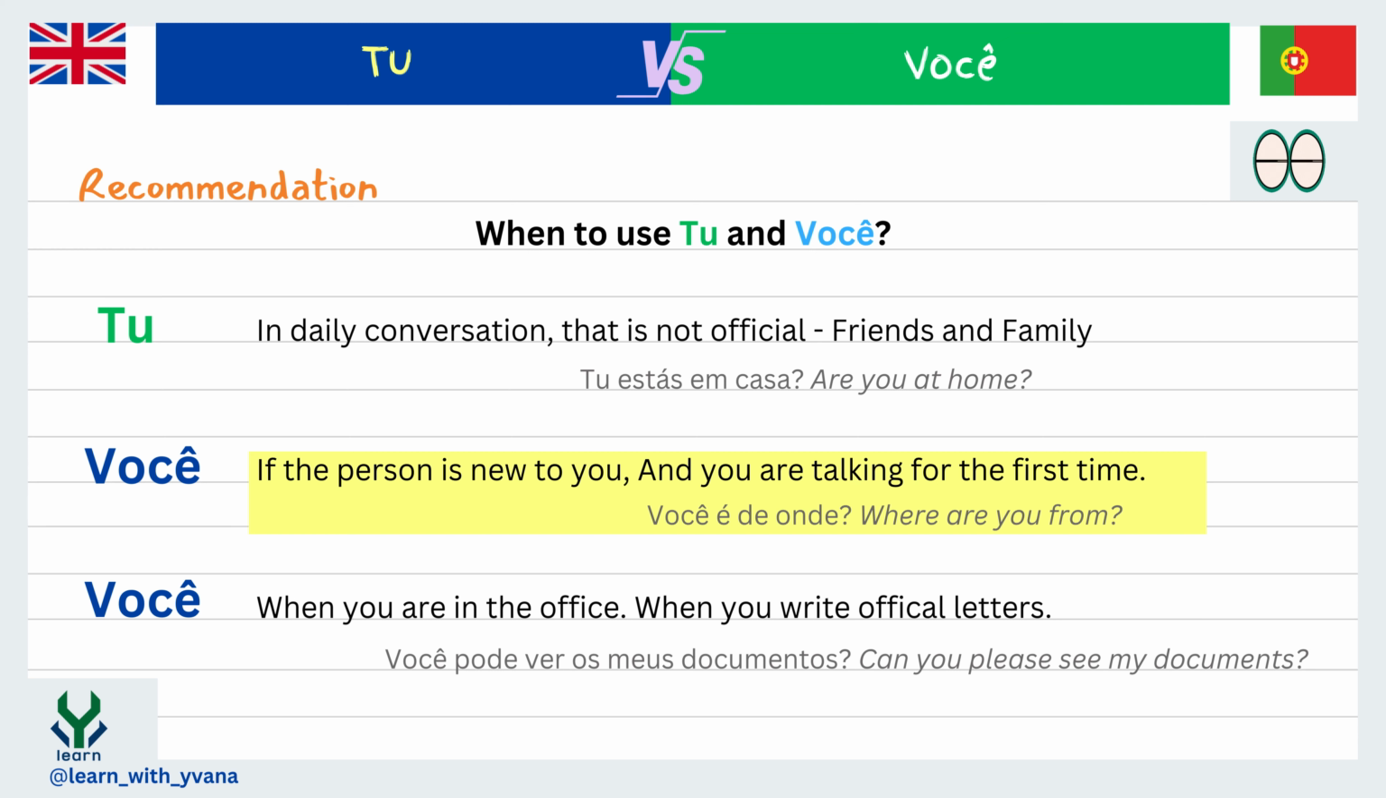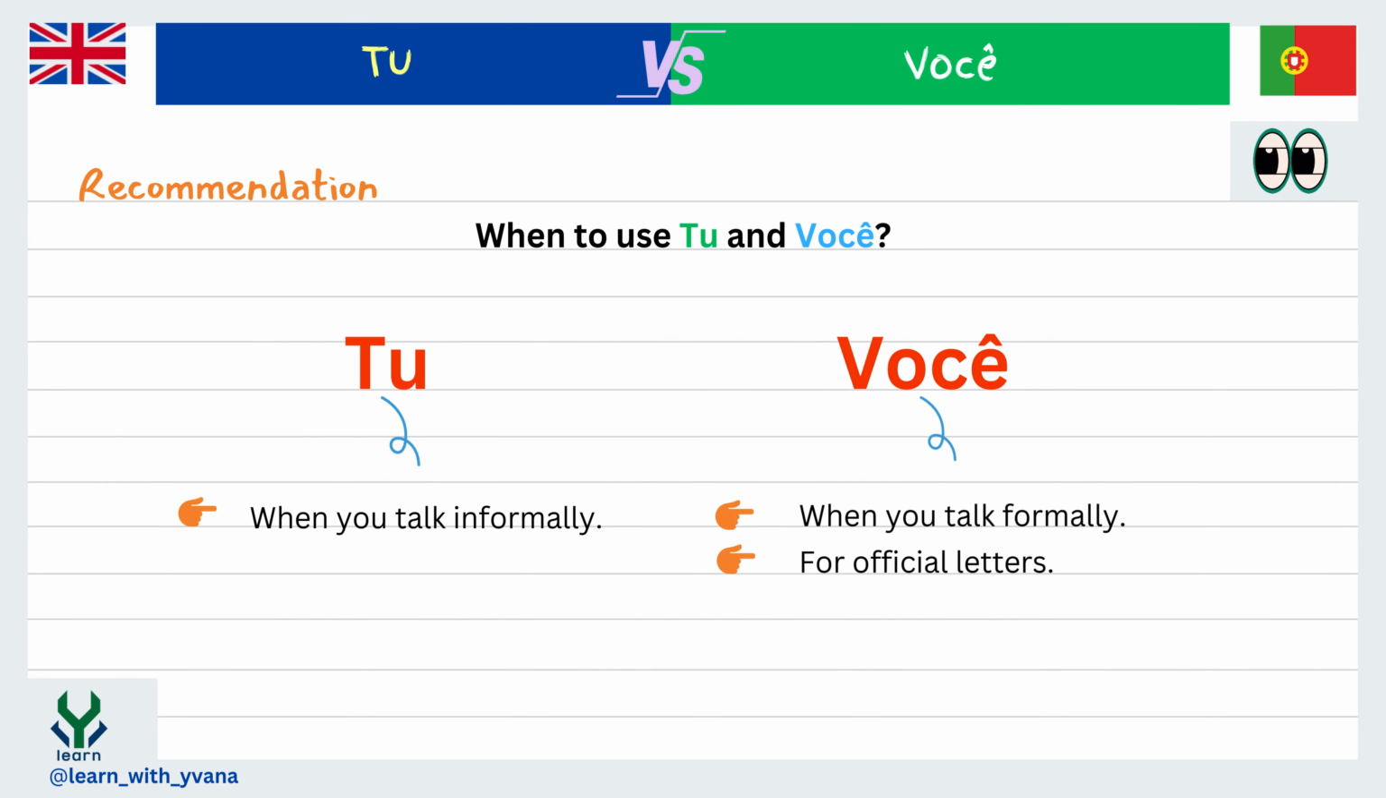Você é de onde? Where are you from? When you are in the office, that means it's not your office where you are working, but the office where you are in for some purpose or for some work. Use você. Example, você pode ver os meus documentos? Can you please see my documents? In short, use tu when you talk informally and você when you talk formally. While writing official letters, use você.